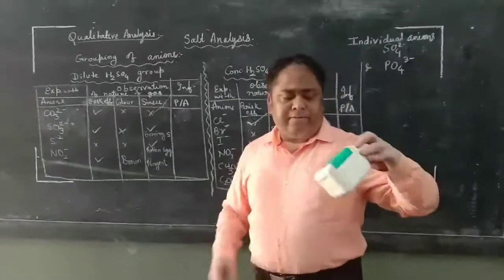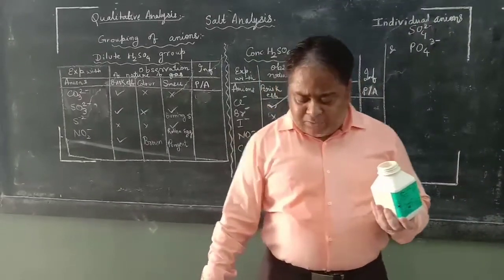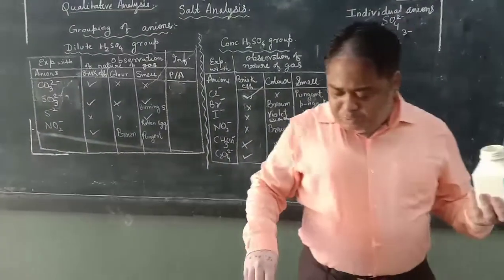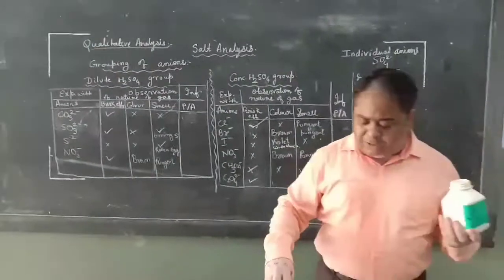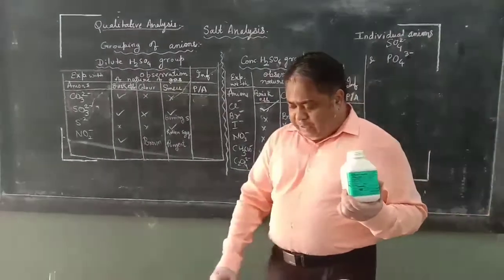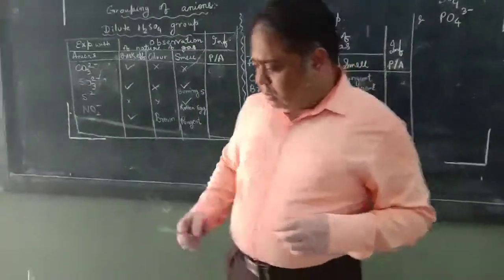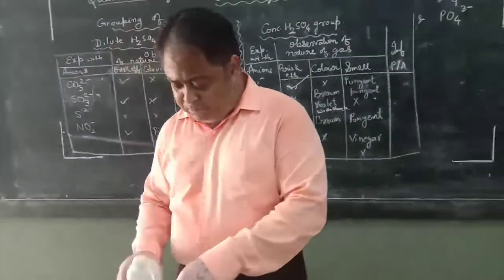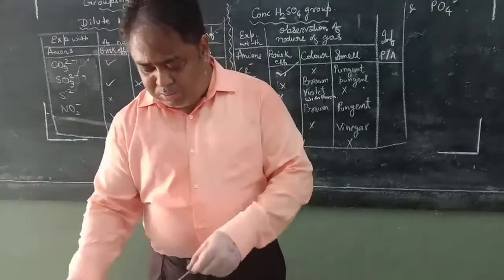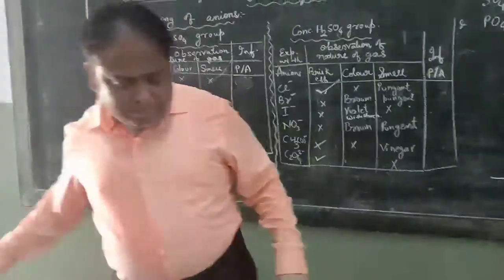Now sulfate, this already contains sulfate. So why should it give any reaction with H2SO4? With H2SO4 it will give no reaction because H2SO4 also contains sulfate. So we can treat it with barium chloride.